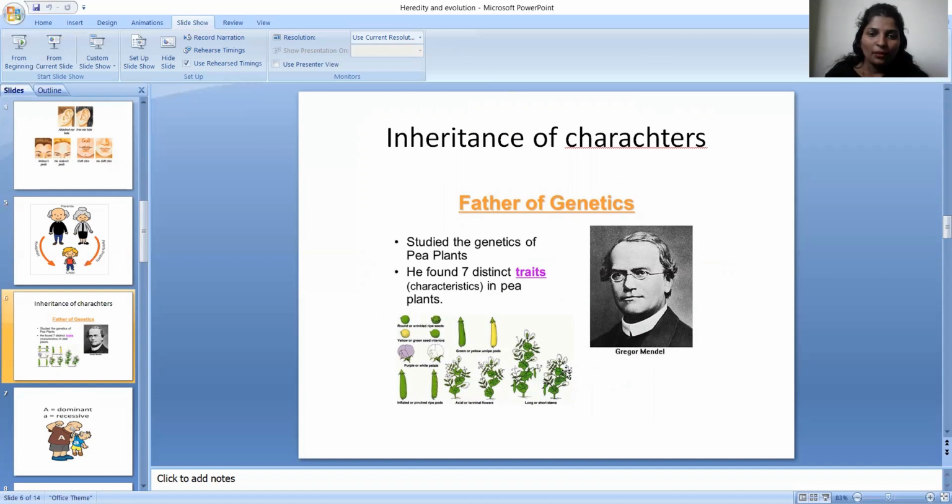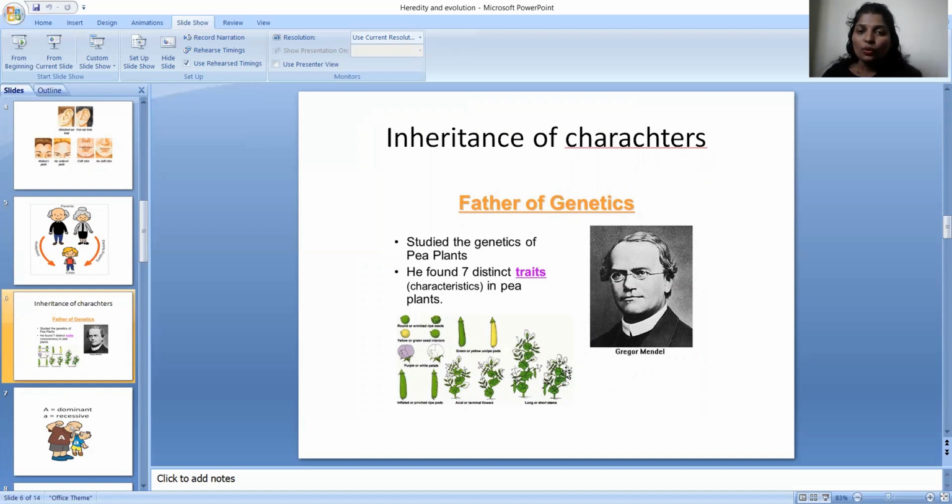Now, to study heredity, we have to see Mendel's work first. So who is Mendel? Gregor John Mendel is known as the father of genetics. He was an Austrian monk who worked on pea plants to understand the concept of heredity. He made three basic laws of inheritance. First is the law of dominance, then the law of segregation, and the law of independent assortment. We are going to see those also.